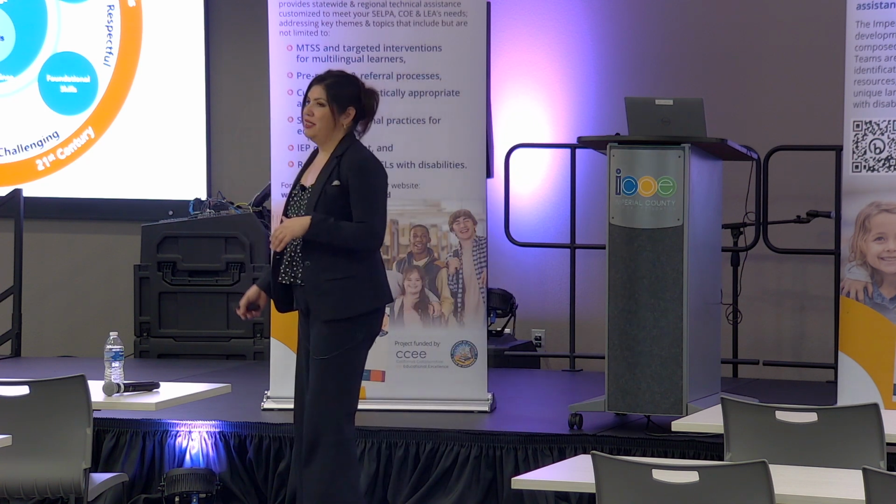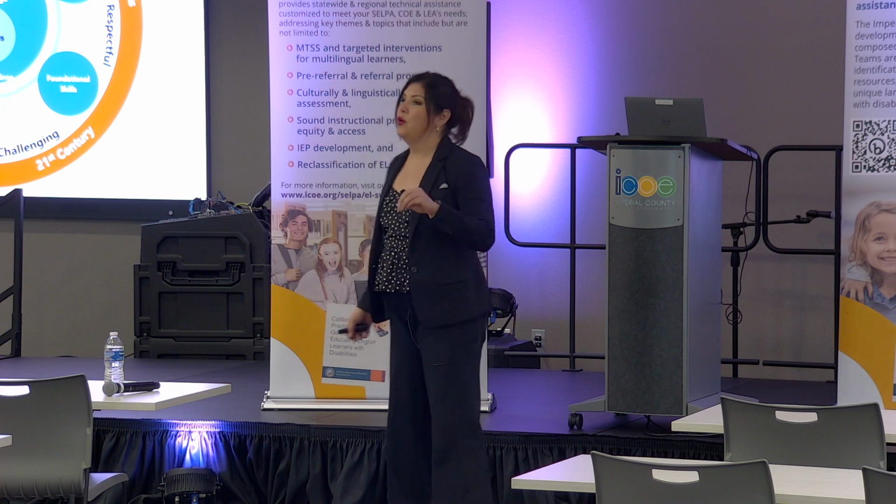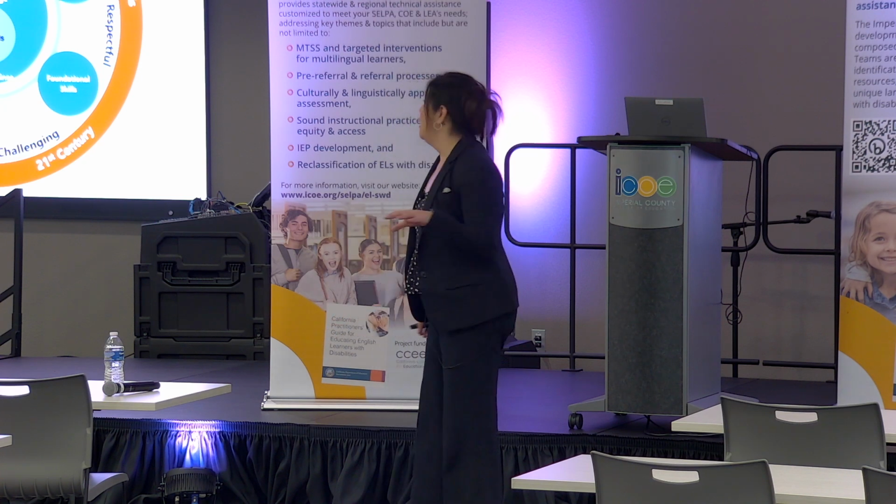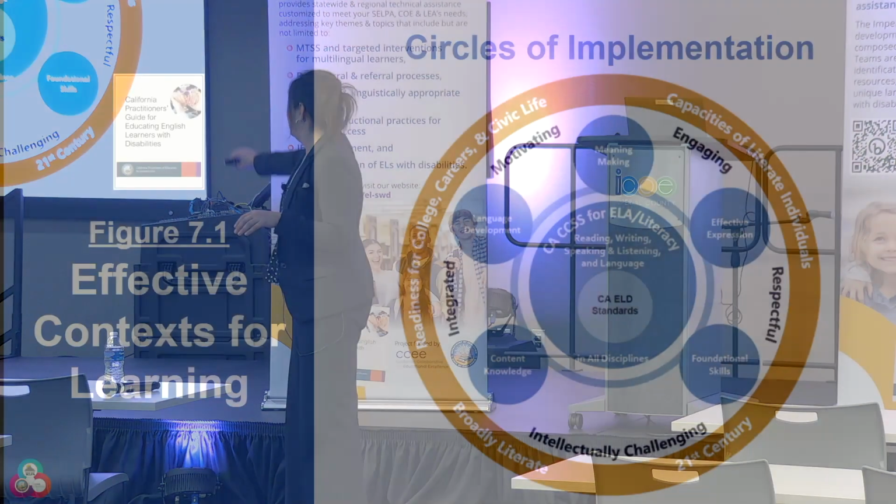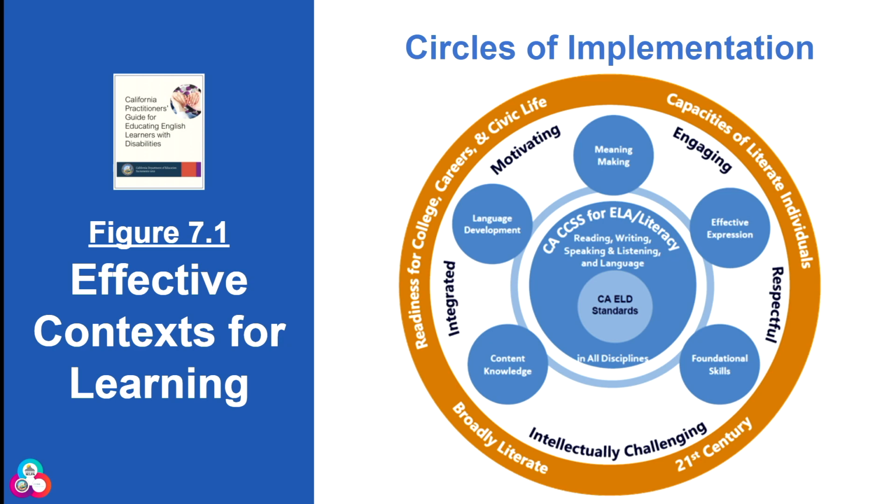Lupita walked us through the circles of implementation and called out how language is at the core of all content learning. And setting up effective contexts for learning, we're looking at language development. We're looking at meaning making, effective expression, foundational skills, and content knowledge. Looking outside on that orange band, that is the end result. Readiness for college, careers and civic life, capacities of literate individuals, broadly literate, and being able to participate fully with 21st century skills. The IEP provides a pathway to do that when developed appropriately, when considering all elements related to English learners.